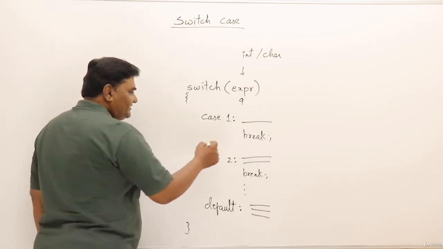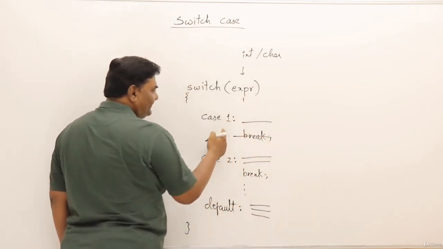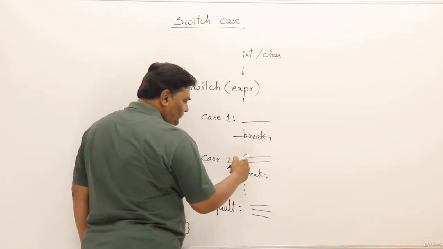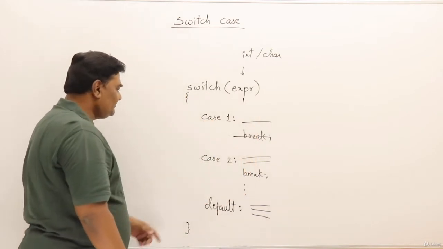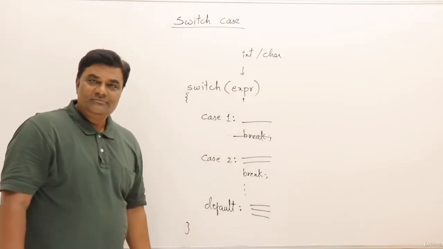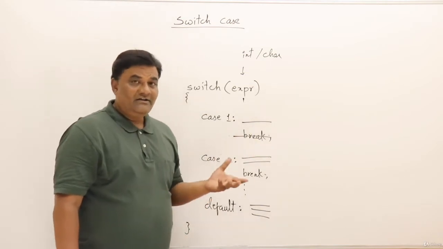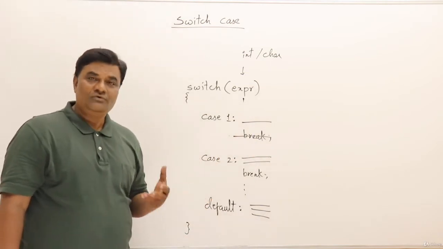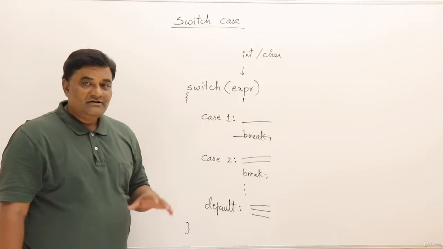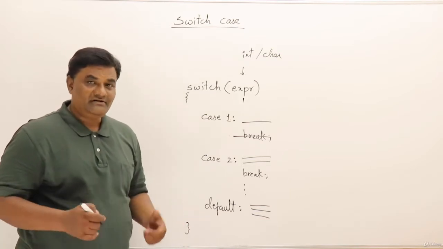One important thing is, if you don't give this break, then if the value of the expression is 1, it will execute case 1, followed by that it will execute case 2 also, then break, and it will come out. So it will execute both the cases. So for every case, you have to mention a break. If you don't need it, then you can skip it. So you should know clearly whether you need it or not. Otherwise, you make it mandatory.